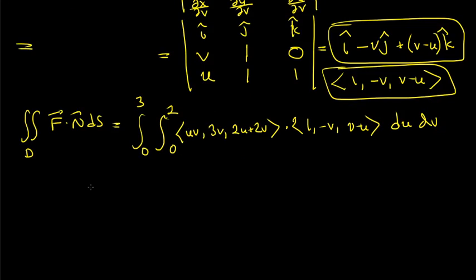Before we integrate, we need to actually calculate this dot product. It's just going to be uv, then minus 3v squared, and then, all right, let's try this. This is 2 times (u plus v), or (v plus u) times (v minus u).